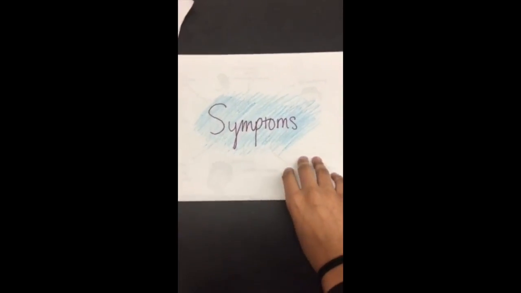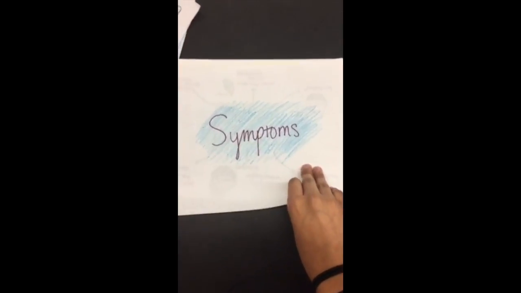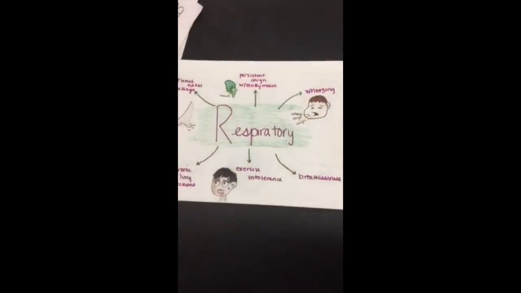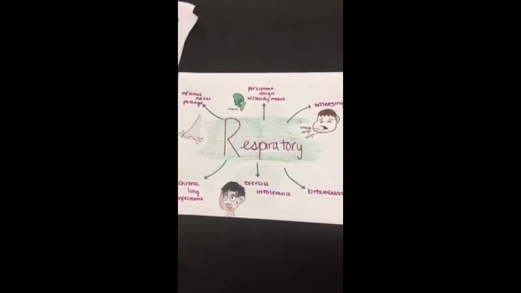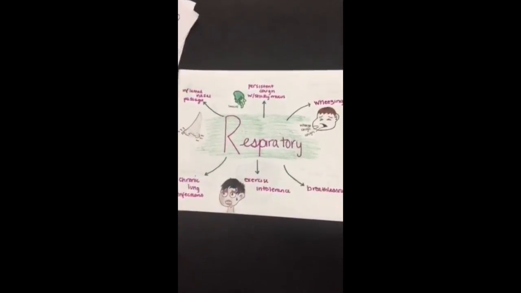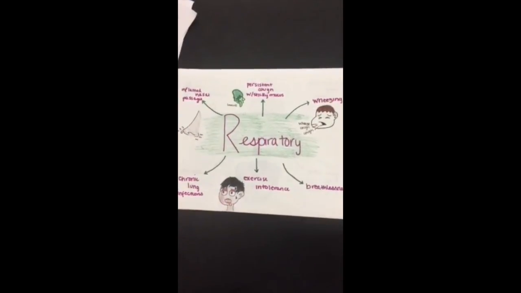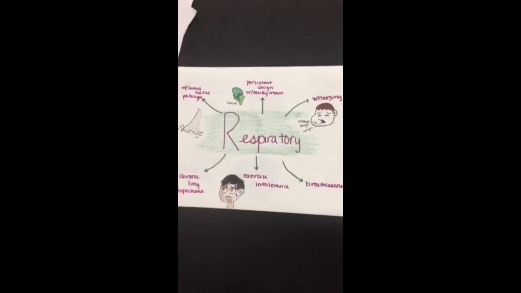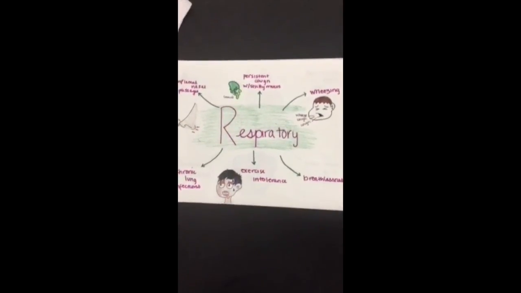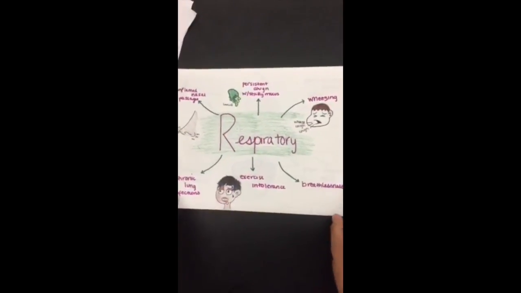There are many symptoms for CF, including respiratory, digestive, orthopedic, reproductive, and nutritional, and physical characteristics that are affected. In a CF patient's respiratory system, they may experience inflamed nasal passages, a persistent cough with sticky mucus, wheezing, chronic lung infections, exercise intolerance, or breathlessness.